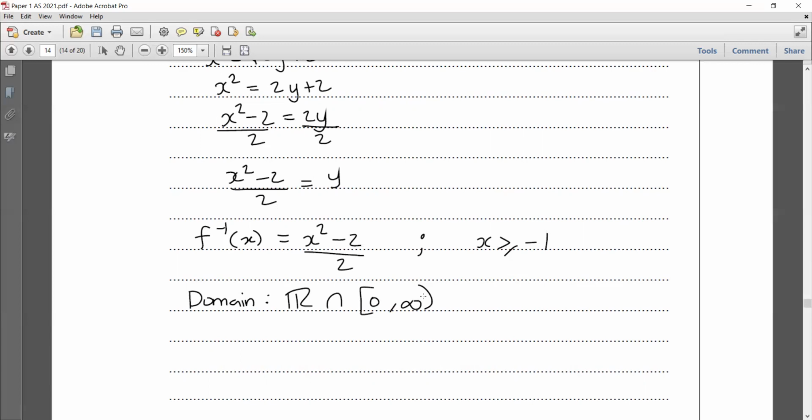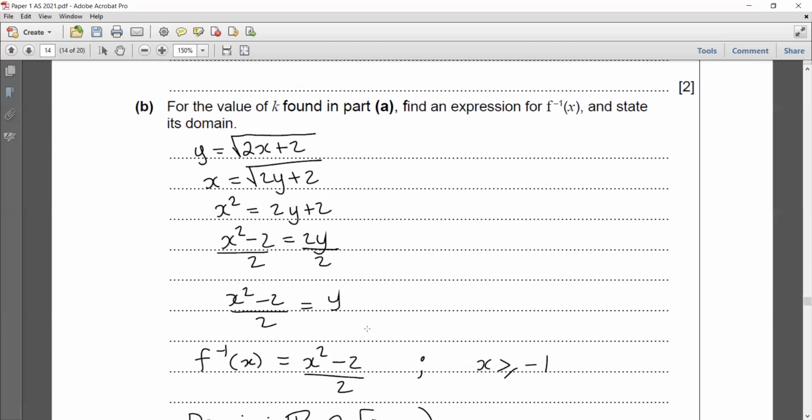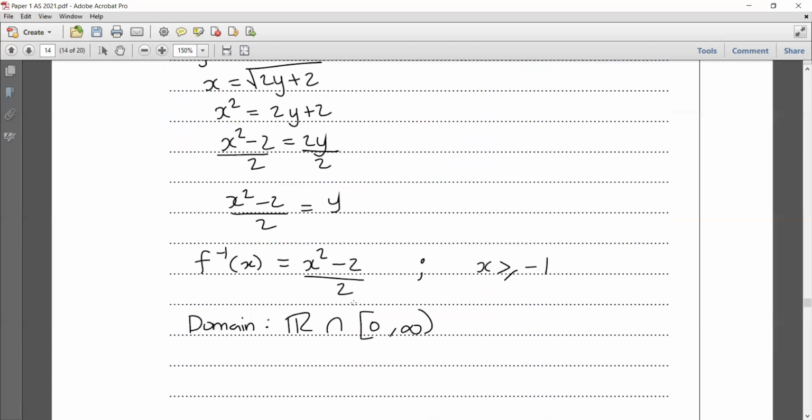The range of the function is the domain of the inverse. I don't know if I'm saying that correctly. So if I want to work out the range of a function, I just work out the domain of its inverse. I think that's saying it more clearly. If I want to work out the domain of the inverse, I need to know what the range of the function is. And that's where I'm getting this from.